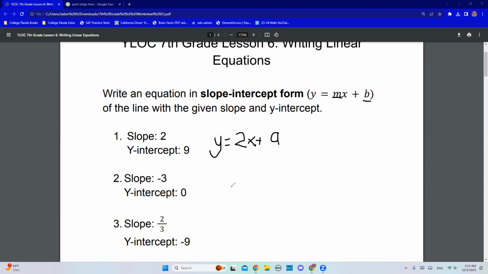And for number 2, the answer would be y equals negative 3x plus 0. But it can just simplify to negative 3x.